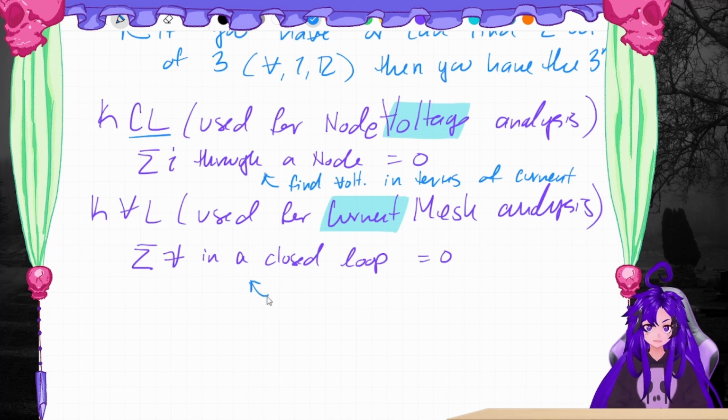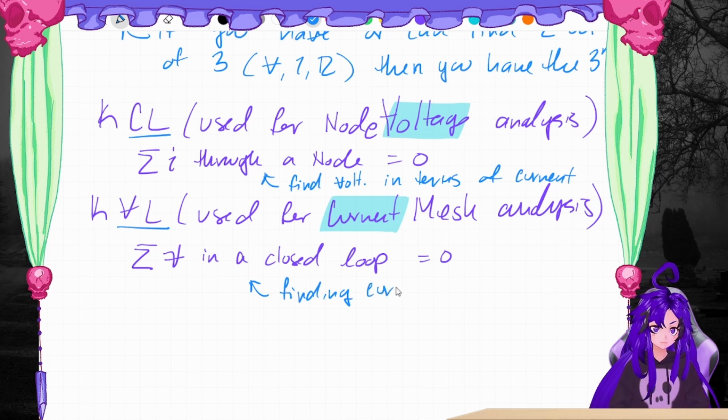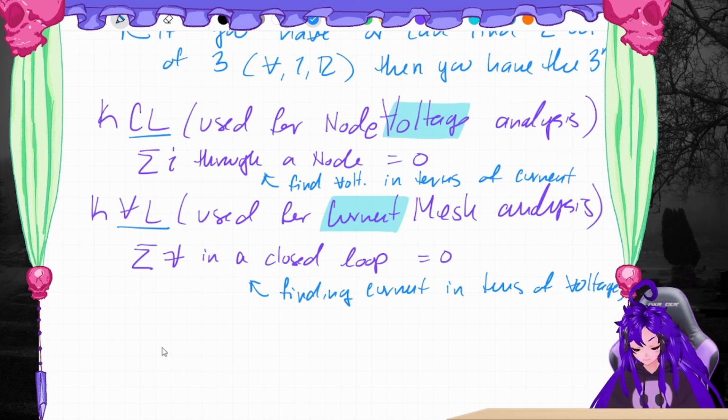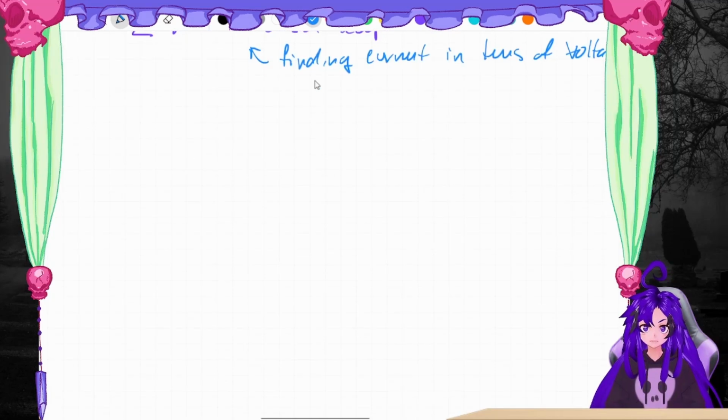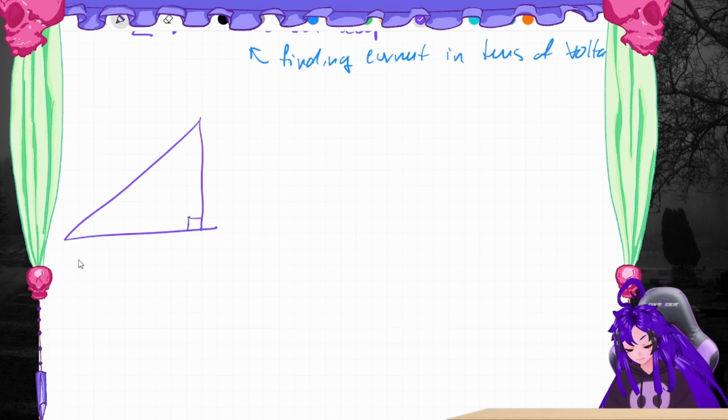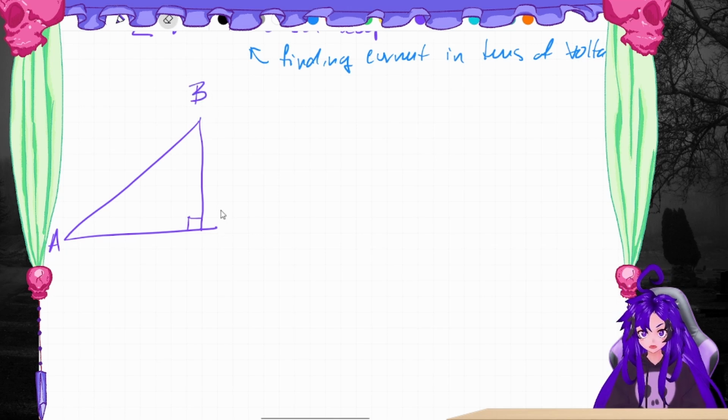And then the same, or the inverse, for current mesh analysis and voltage law, is that you are finding current in terms of voltage. Also, you need to know some trig, and that is always a bummer. Just the stuff that we need to talk about eventually. Phasors. Yay, phasors. Nobody likes phasors.